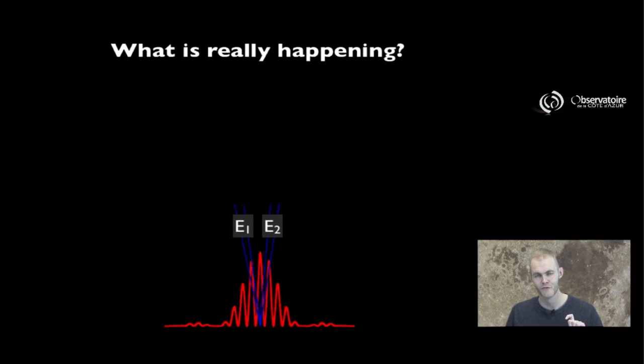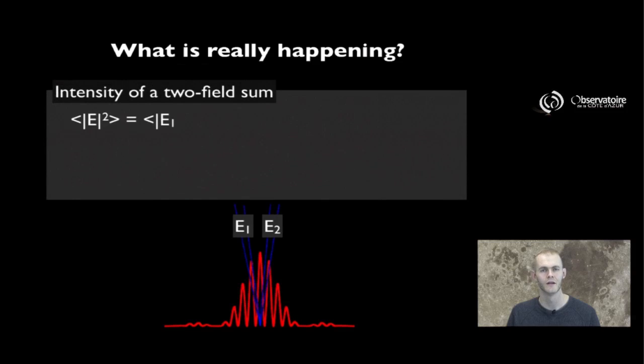Now, we need to reconnect this experimental result to what we now know about coherence measurements. What is really happening is that at the focal plane of your system, you're combining two electric fields that emanate from the two holes that are in your original aperture.